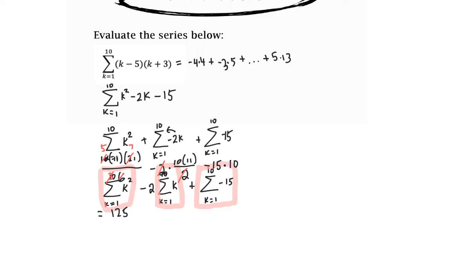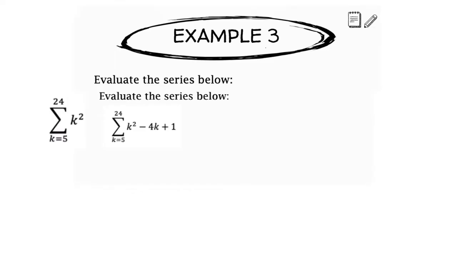Let's take a look at another example. In this example, we're asked to evaluate a series that certainly looks simple enough. But if you look closely, there's one little detail that's going to complicate things. Did you notice that the lower limit is 5 instead of 1? That's a problem, because all the formulas that we've been using so far for sigma k and sigma k squared, well, they all assume that you're going to start with the first term with k equals 1. And so we have to figure out how we can adjust this series, how we can manipulate it, so that those formulas still apply. One way to do it, I like to refer to as wishful thinking.